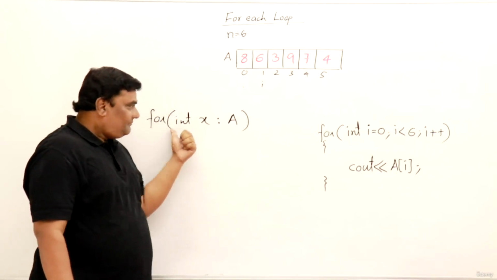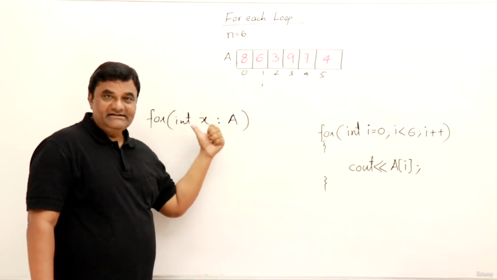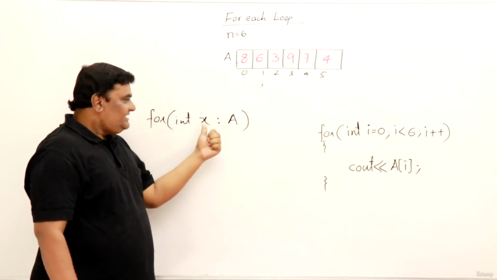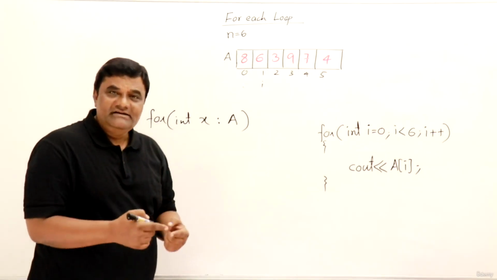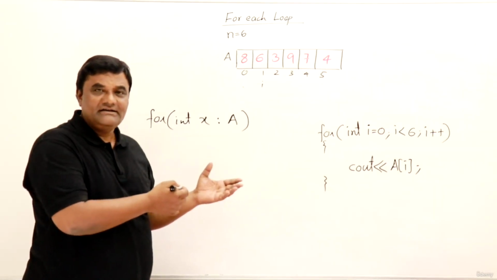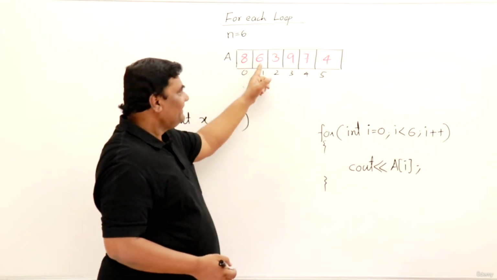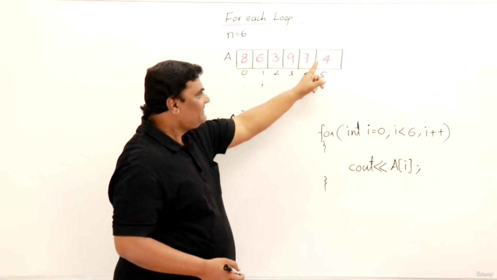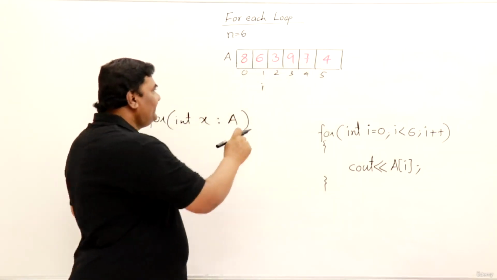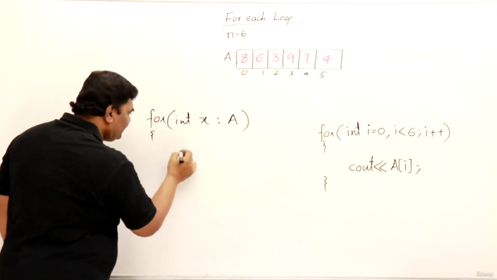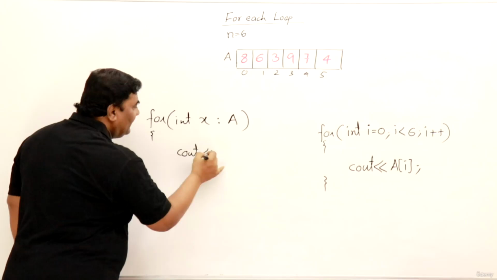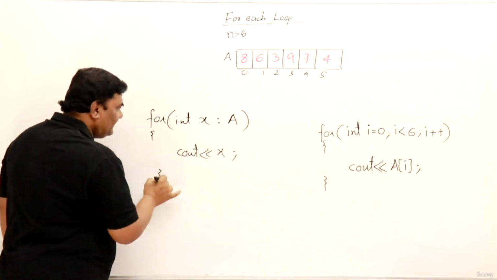So if I read the complete statement, let me read first, then I'll explain. For each x in A. For each x in A means how many x are there in that? This is x, next x, next, next, next, next. So this x will take all the values in an array. Now here, if I print cout x, I will print x.